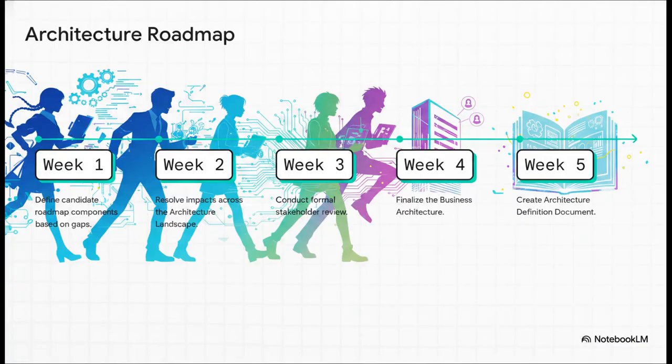With those gaps identified, the team has to move fast to define the roadmap. Week 1 is all about drafting candidate components based directly on the gaps we just found. Week 2 resolves the ripple effects, the impacts across the wider architecture landscape. Week 3 is absolutely vital. That's the formal stakeholder review, where you secure that essential buy-in. Week 4 finalizes the architecture, and Week 5 bundles everything up into the ultimate architecture definition document.